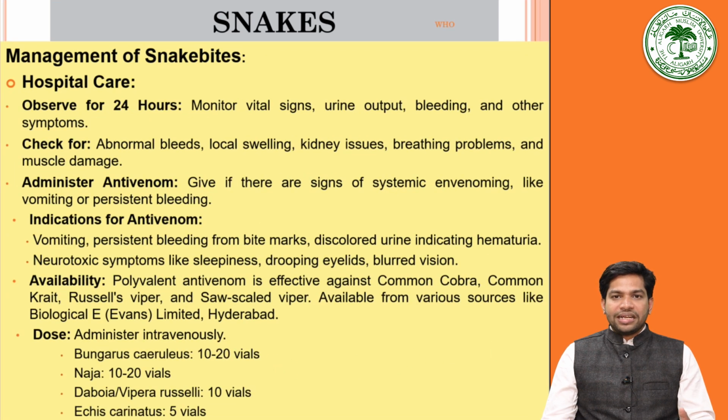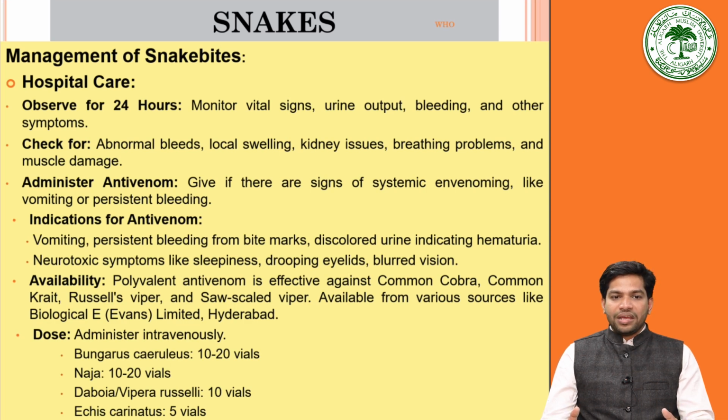Then once the patient is in the hospital, the hospital care shall be undertaken. Observe the patient for at least 24 hours. Monitor the vital signs, urine output, bleeding and other symptoms. Even if there are no symptoms, you should observe the patient for at least 24 hours. Check for abnormal bleeding, local swelling, kidney issues, breathing problems and muscle damage. Then if there are signs and symptoms of systemic envenomation, you have to administer the antivenom.